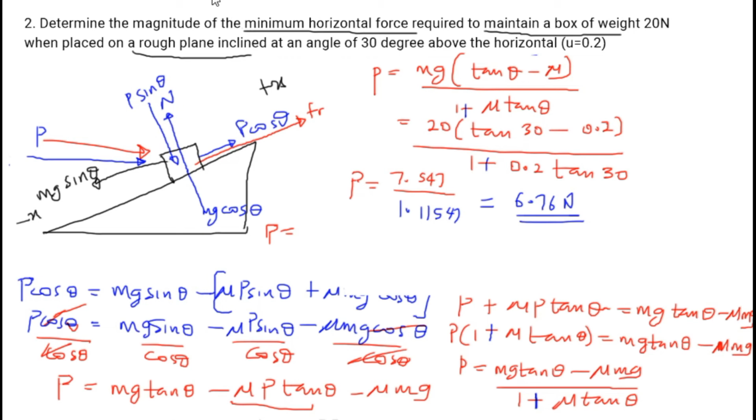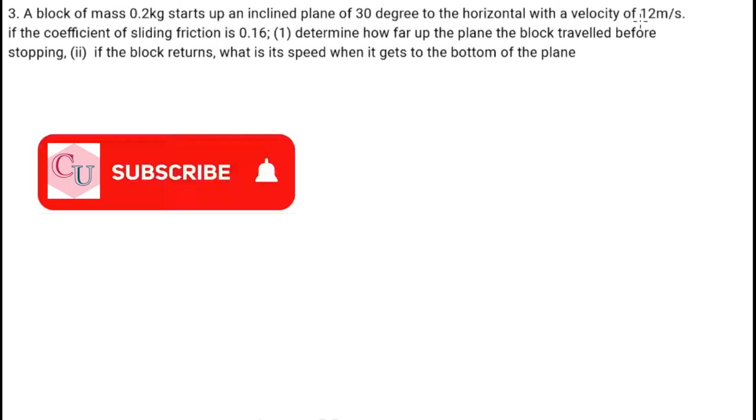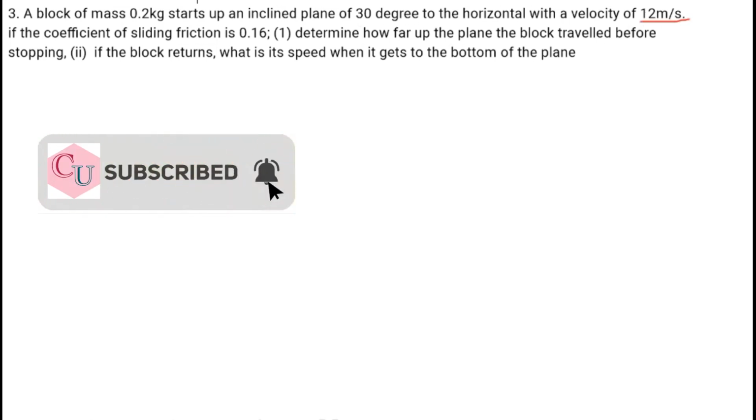Okay, now let's solve the next practice problem. A block of mass 0.2 kg starts up an inclined plane of 30 degrees to the horizontal with a velocity of 12 meters per second. If the coefficient of sliding friction is 0.16, determine how far up the plane the block traveled before stopping. So let's have the diagram right here.